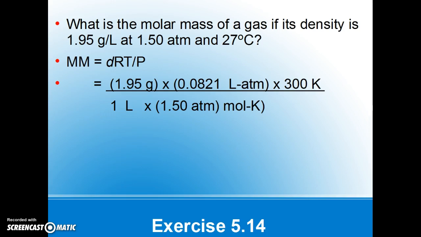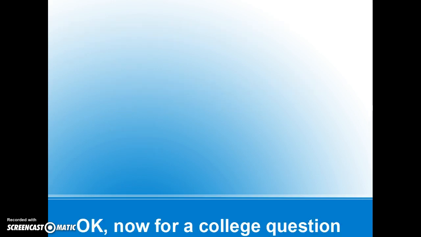In the denominator, we have the 1 liter from the density, and we have 1.50 atmospheres, which is the given pressure. We come up with 32.0 grams per mole when we do the math. Now, for a kind of a college question, something you might see like this would be on the AP exam.